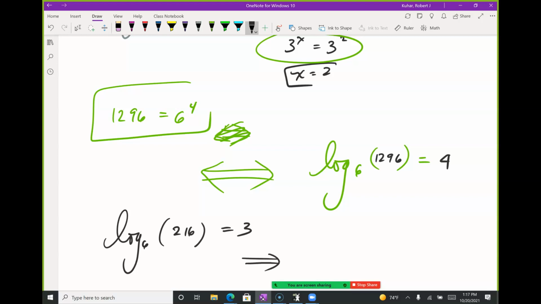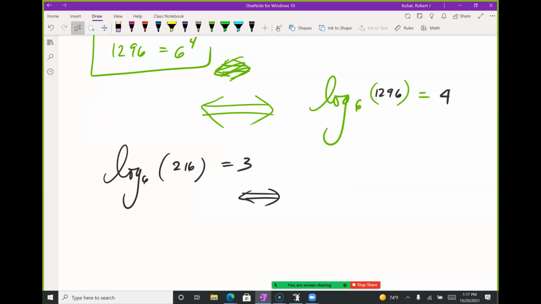Translate for me into exponential, which is easy. What's the exponential say? What's the base? 6. What's the exponent? 3. 6 cubed should be? 216. That's how easy it is. 6 cubed, 6 raised to the 3rd power, is 216. Pretty easy. So we translate these things first.